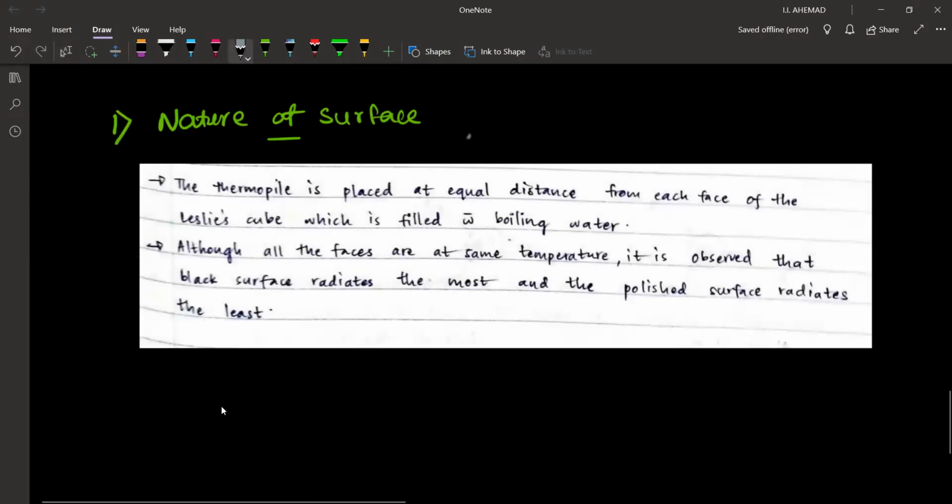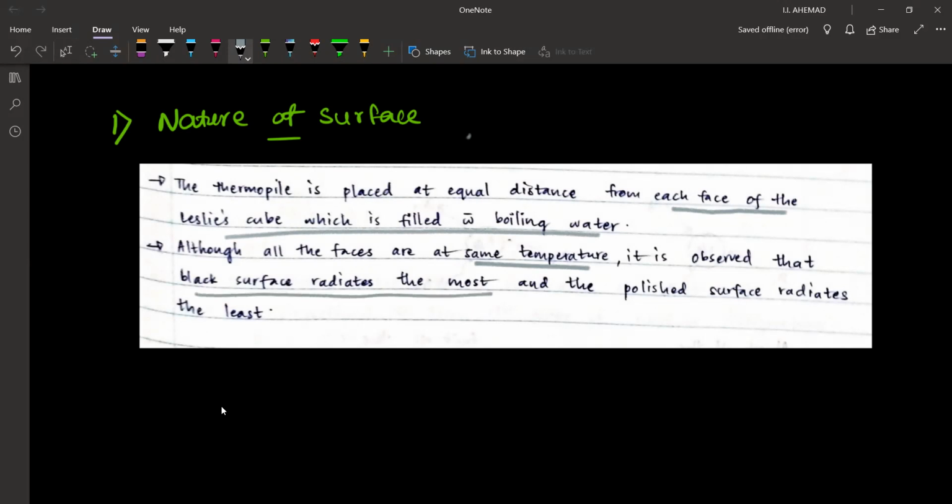The thermopile is placed at equal distance from each face of the Leslie's cube, which is filled with boiling water. Although all faces are at the same temperature, when we look at the readings, the black surface radiates the most and the polished surface radiates the least.